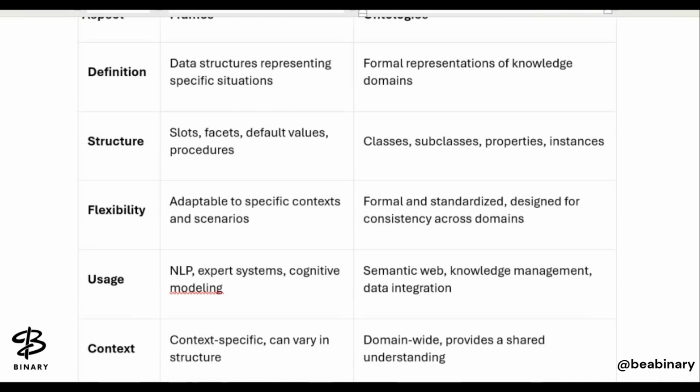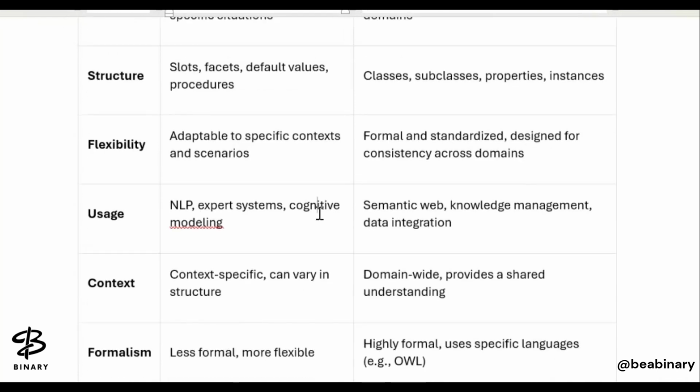So what are the uses of a frame? We have talked about the application, the expert system, the cognitive modeling. What is the use of ontologies? In the semantic web, in knowledge management, and data integration, right? Because of domain knowledge representation. So data integration is the main use of ontologies here. In context, frames can vary in structure, and in the context of ontologies, they are domain-wide and provide a shared understanding.